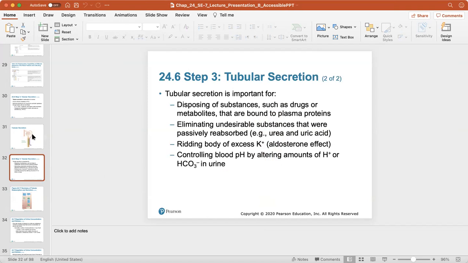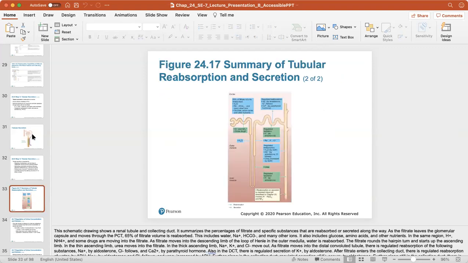Tubular secretion is important for disposing of substances like drugs or metabolites that are bound to plasma proteins, eliminating undesirable substances that were passively reabsorbed in the absorption step, like urea and uric acid, ridding the body of excess potassium. This is the aldosterone effect, and also controlling blood pH levels by altering the amounts of hydrogen and bicarbonate ion in the urine.